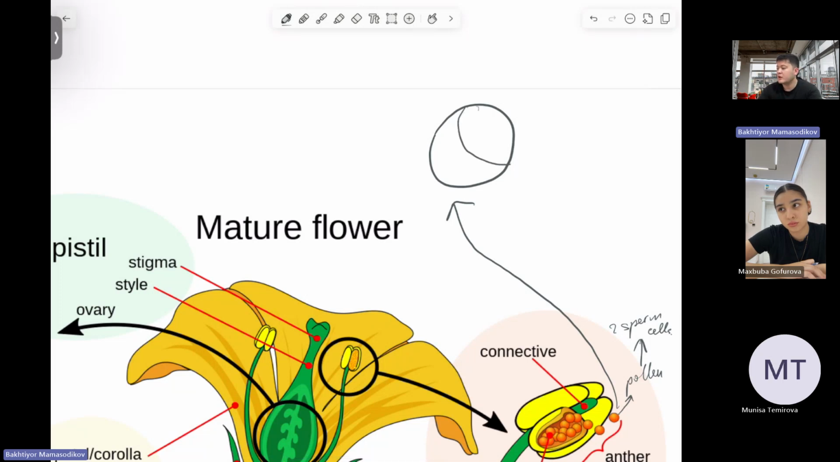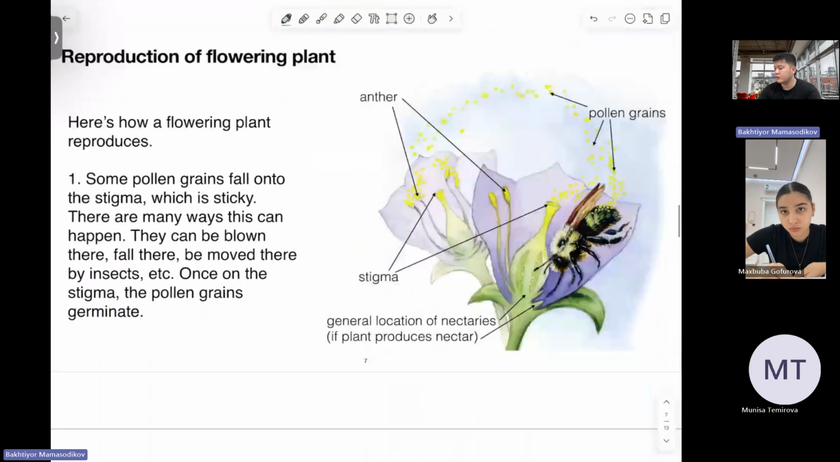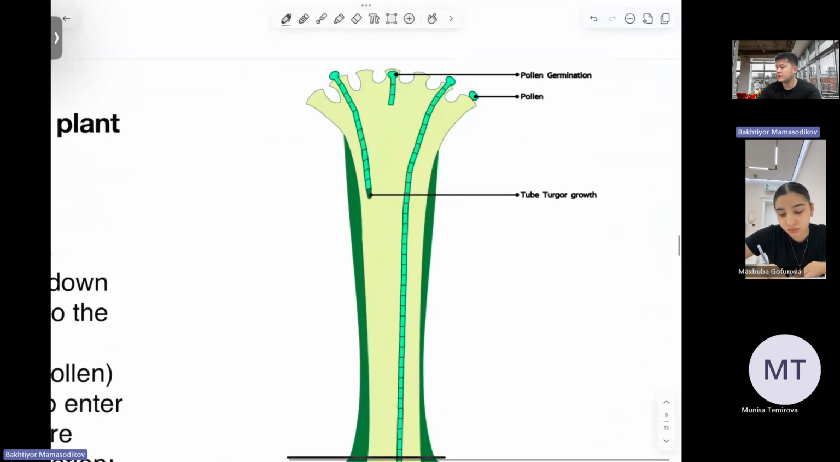Inside there will be one generative cell, and this generative cell divides to form two sperm cells. This is a sperm cell, and this is also a sperm cell, and the second is called the tube cell. The tube cell helps grow the pollen tube into the ovary. I will show it to you later. So this is the pollen tube.